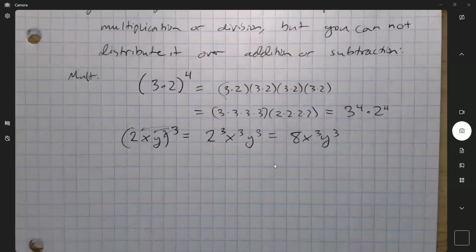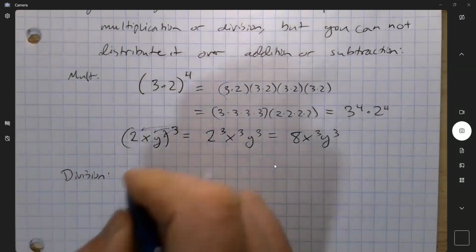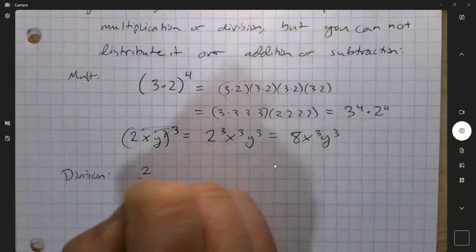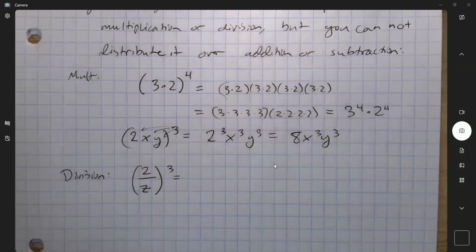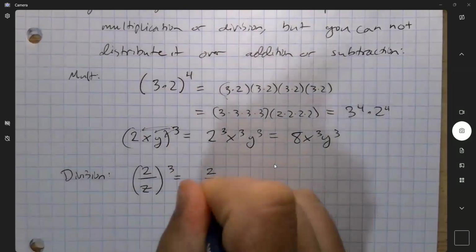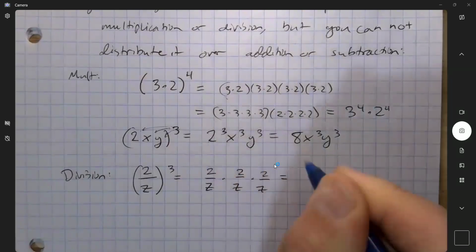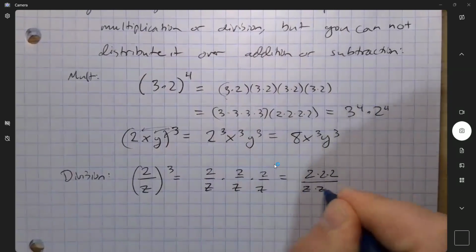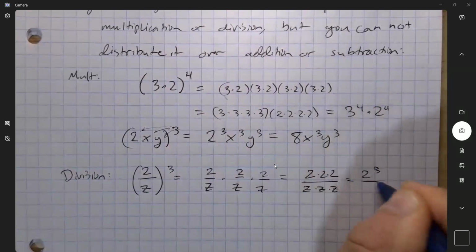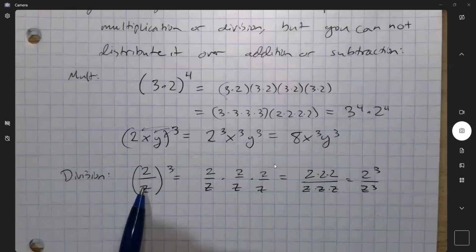It works the same way with division. If I have, let's use 2 over z, and I raise it to the third power. Remember, that's like 2 over z times 2 over z times 2 over z, which I can collect into 2 times 2 times 2 over z times z times z. And guess what? That's 2 cubed over z cubed. I have distributed the cubed to each the top and the bottom.